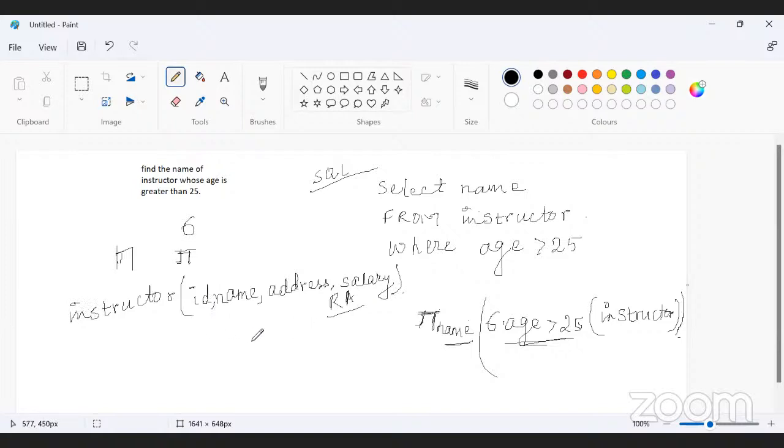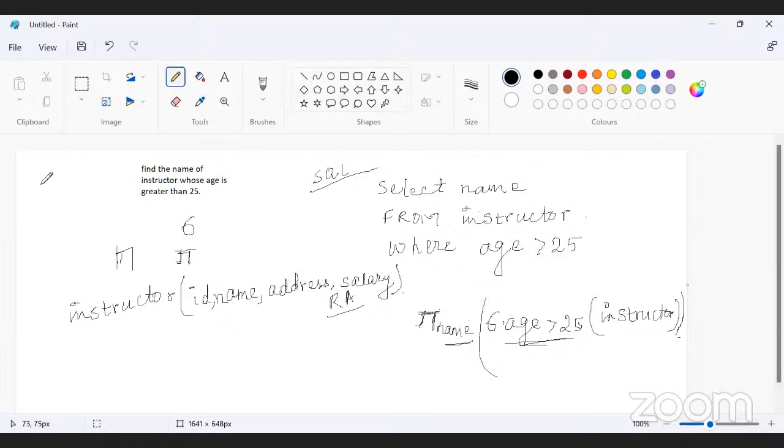Table schema is clear to everyone, right? So instructor is one relation, sir. Any relation can be there, no? I'm just telling with one example, right? So instructor.